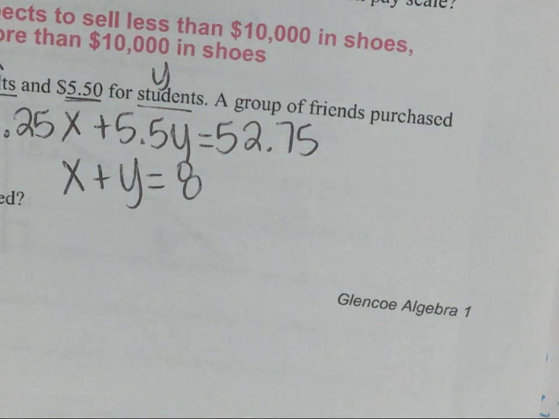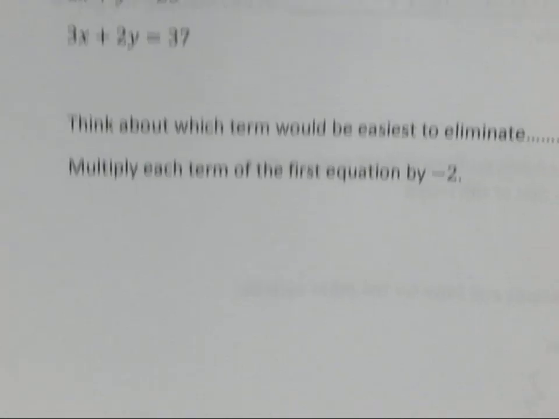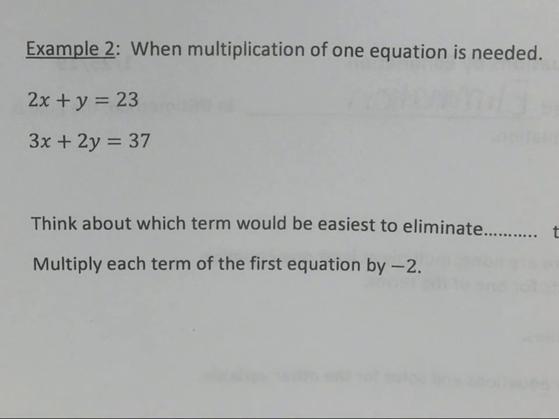Okay. Sometimes they're not going to be laid out perfectly for us. So I know y'all are like, oh, let's go to our homework now. Well, it's not always going to be that simple. Okay, so let's look at example 2. So example 2, we have 2x plus y is equal to 23. We have 3x plus 2y is equal to 37.